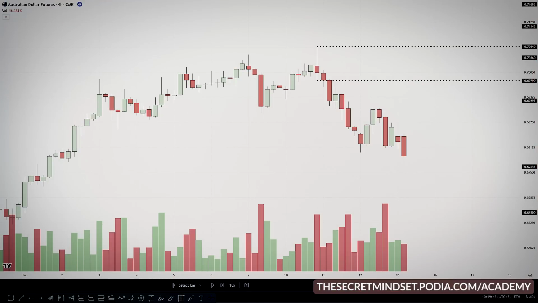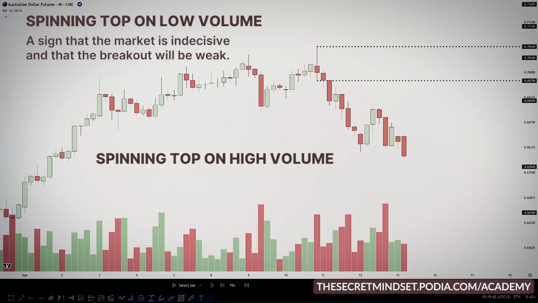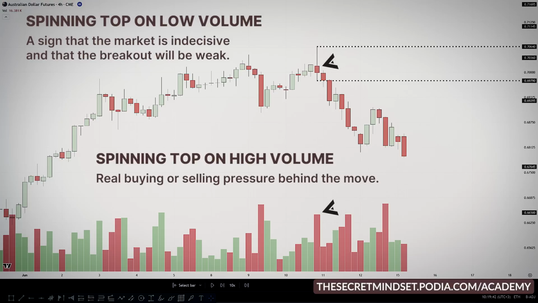Volume can confirm whether a spinning top is likely to lead to a real move or if it's just a trap. If the spinning top forms on low volume, it could be a sign that the market is indecisive and that the breakout will be weak. On the other hand, if the spinning top forms on high volume, it could indicate that there's real buying or selling pressure behind the move.